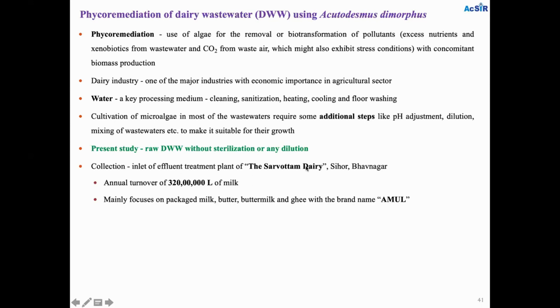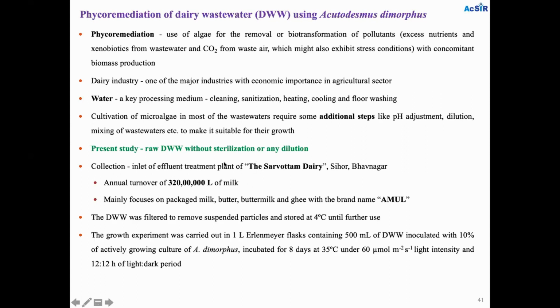For this purpose, we collected the dairy wastewater from a local dairy, Sarvottam Dairy. It is located in Sihor, Bhavnagar. This dairy has a very huge turnover of milk, and it mainly focuses on packaged milk, buttermilk, and ghee under the brand name of Amul.